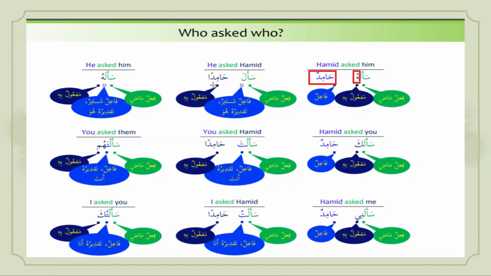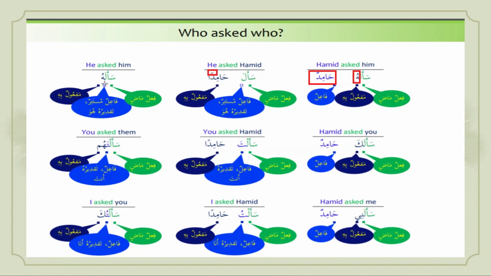In Sa'ala Hamidan, this is normal because in Sa'ala, huwa is the hidden mustatir fa'il, the hidden doer, and then Hamidan is maf'ul bihi. So now the translation is he asked Hamid, because Hamidan is mansoob. So he asked Hamid.